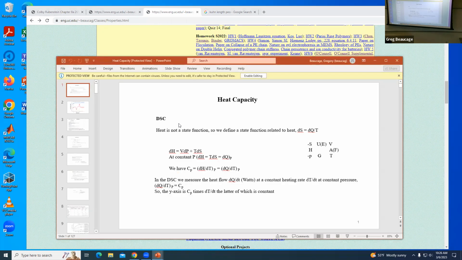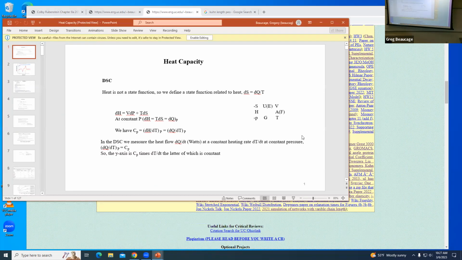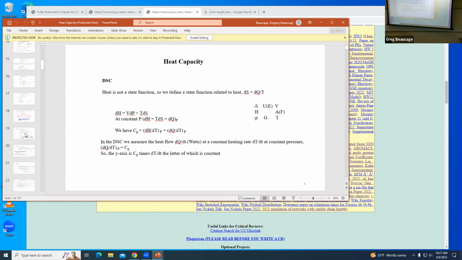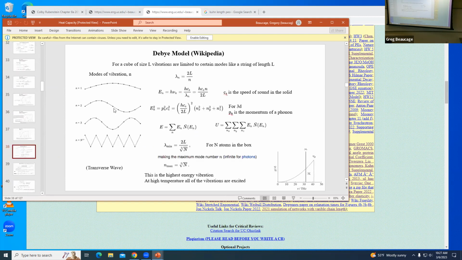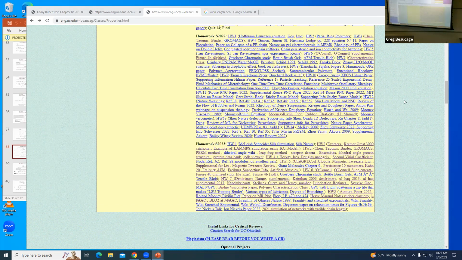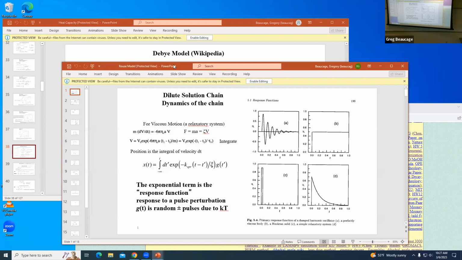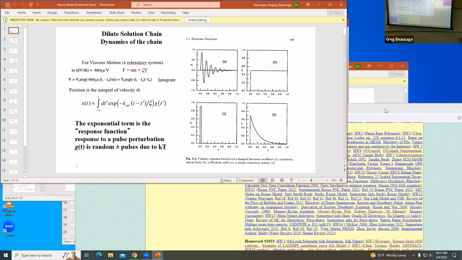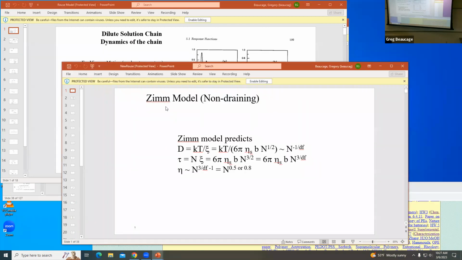All right, so we got this dynamics thing. I want slide 38 on this. I was going to include this in the other thing, but yeah, the Dubai thing. And then these other guys. So I got this thing, Rouse model, and then there's another Rouse model here.